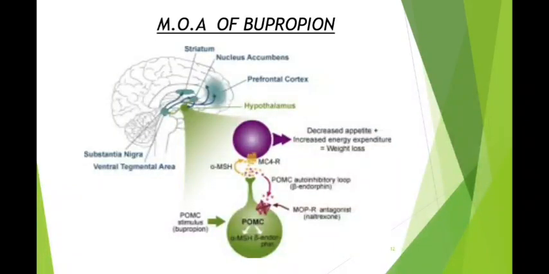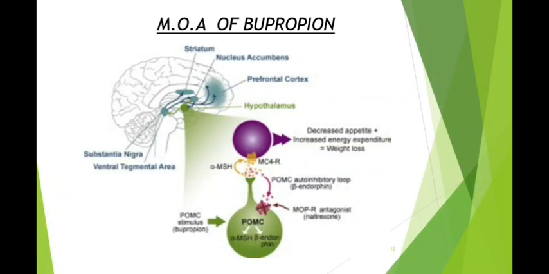Similarly, the mechanism of action of bupropion also involves many areas like the striatum, nucleus accumbens, prefrontal cortex, substantia nigra, and the ventral tegmental area, also known as the VTA. But the main focus of bupropion is the hypothalamus, where POMC releases alpha MSH, which acts on MC4R, which decreases appetite and increases energy expenditure, ultimately leading to weight loss.